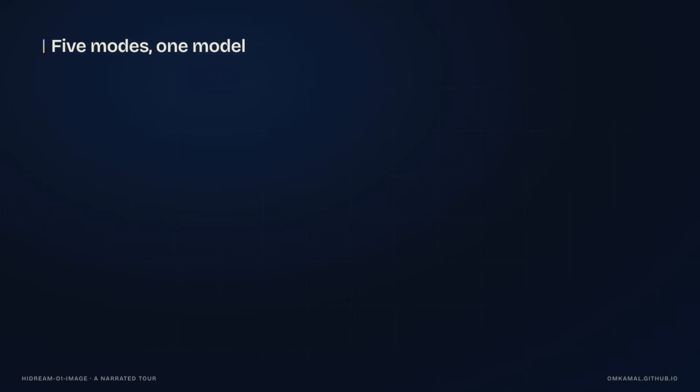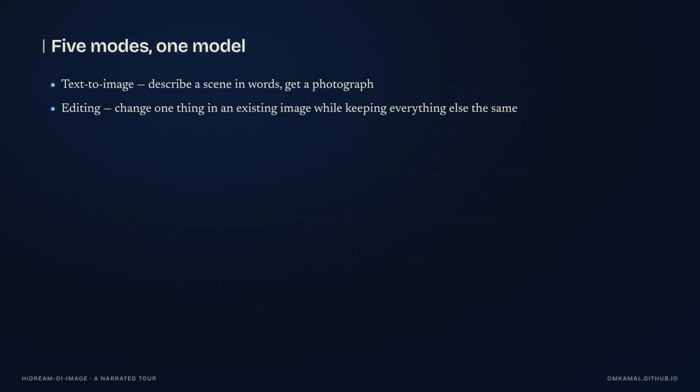HiDream-O1 is unusual because it handles 5 different tasks from a single 8 billion parameter architecture. First, text-to-image. Describe a scene in words and get a photograph back. Second, image editing. Change one thing in an existing photo while keeping everything else the same. Third, subject-driven personalization. Place a known person into a brand new scene, preserving their identity.